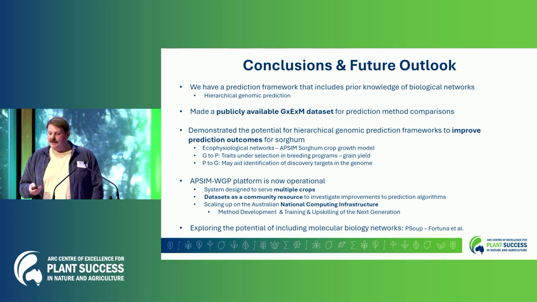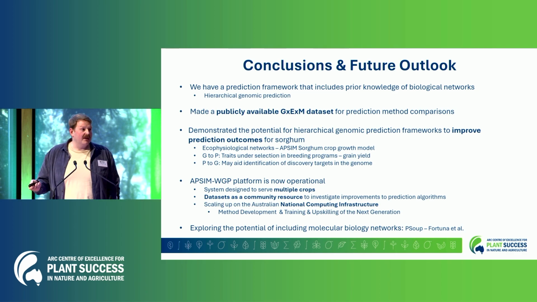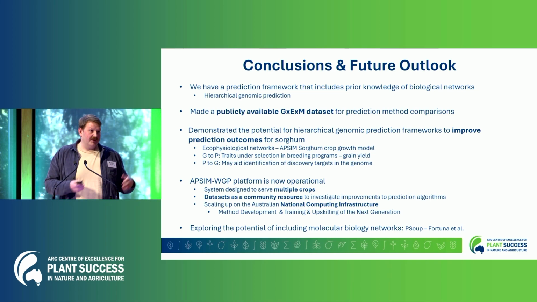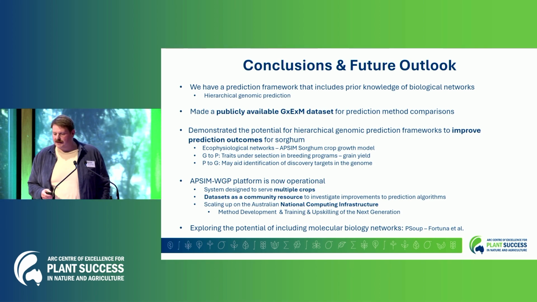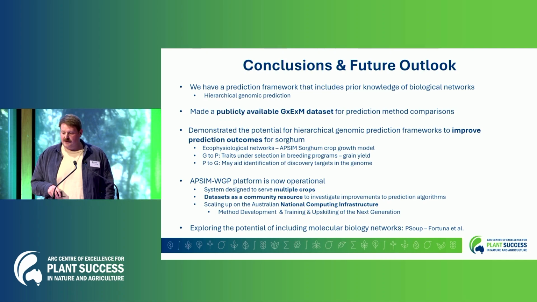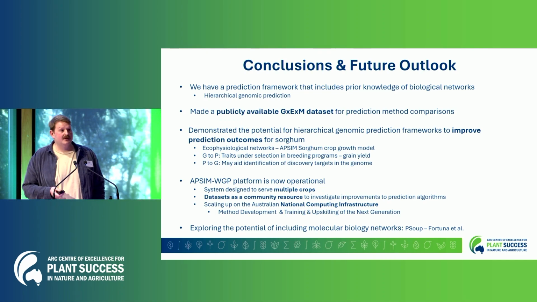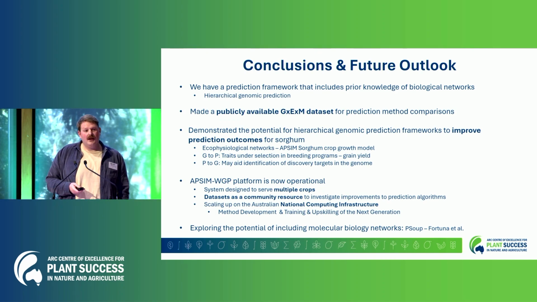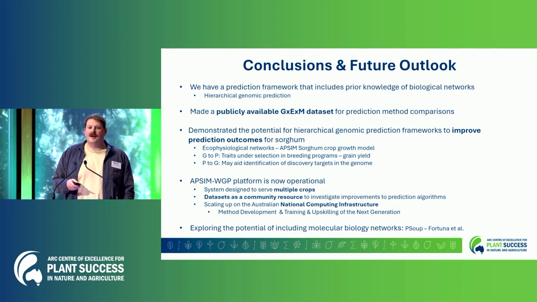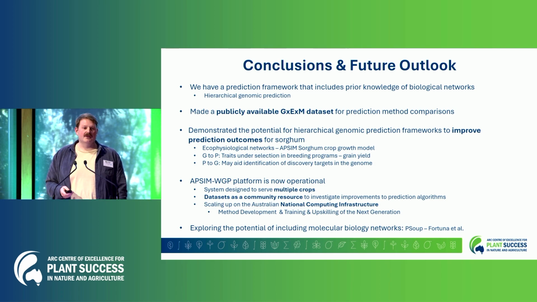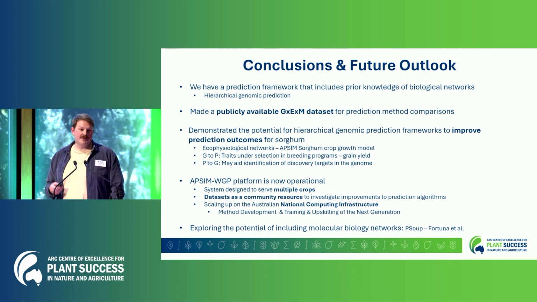We've demonstrated in a virtual data set some improved prediction outcomes for sorghum. That's both from going from the genome to the phenome, but there's also potential to go from phenome back to the genome. This prediction platform is now operational on the national computing infrastructure. And although I've talked about sorghum here, the way we've set this up doesn't prevent use for other crops. If there's a crop model within APSIM, you could test this out if you had the appropriate data sets.